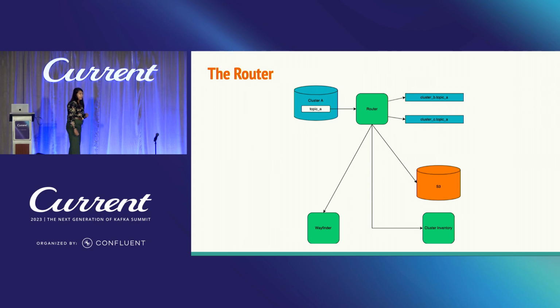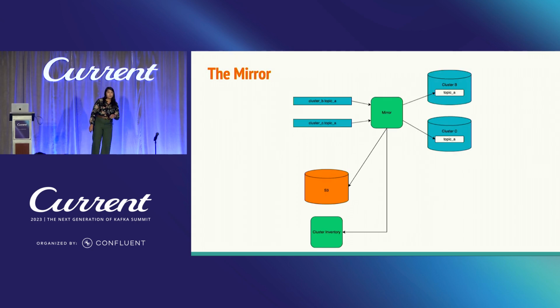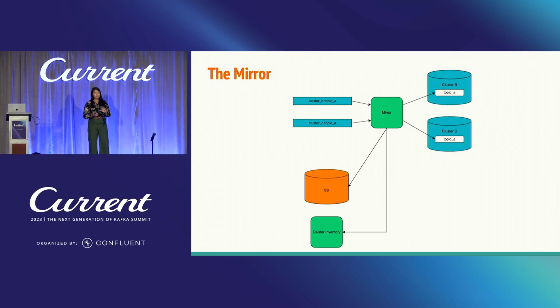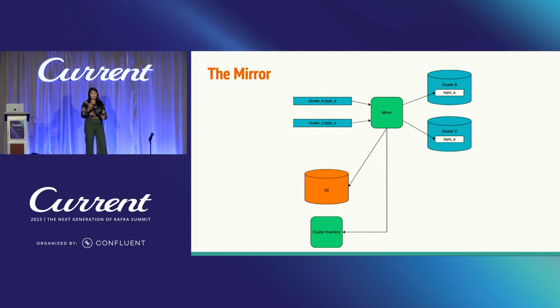After that, it's going to be consumed by the mirror. The mirror is similar to the router because on startup, it's going to check for the set of topics that it needs to handle in S3. It's also going to connect to our cluster inventory as, again, another sanity check to make sure that the destination clusters are actually available to be produced to.